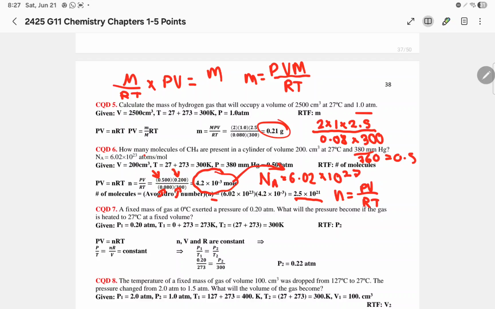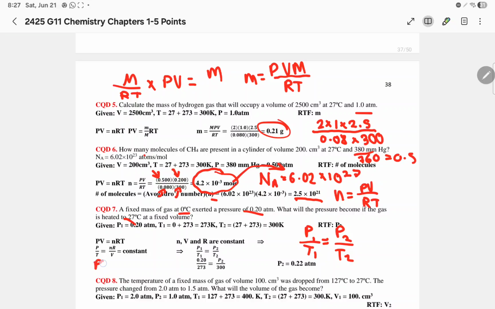Now, a fixed mass of gas at 0 degrees Celsius, which is 273 Kelvin, exerts a pressure of 0.2 atmosphere. What will the pressure become if it's heated to 27 at a fixed volume? Now, what's changing? Temperature changed, new pressure. Okay, so it's P1 over T1 equals P2 over T2. It's called the... Wait, is this pressure law? No, it's not pressure law, because in pressure law, pressure stays constant. I genuinely forgot, but it's here.